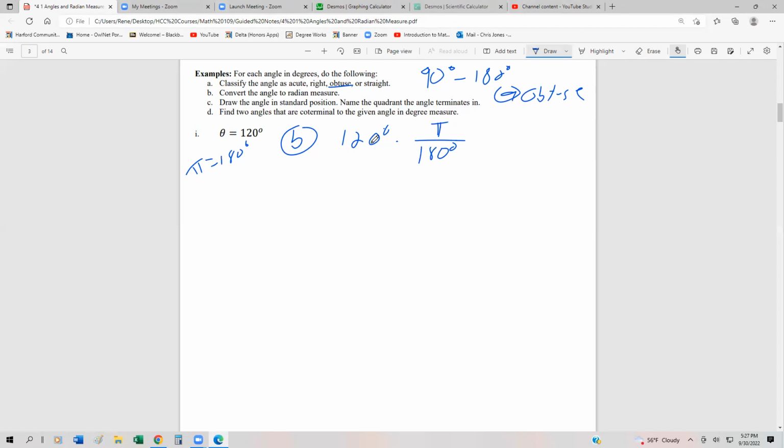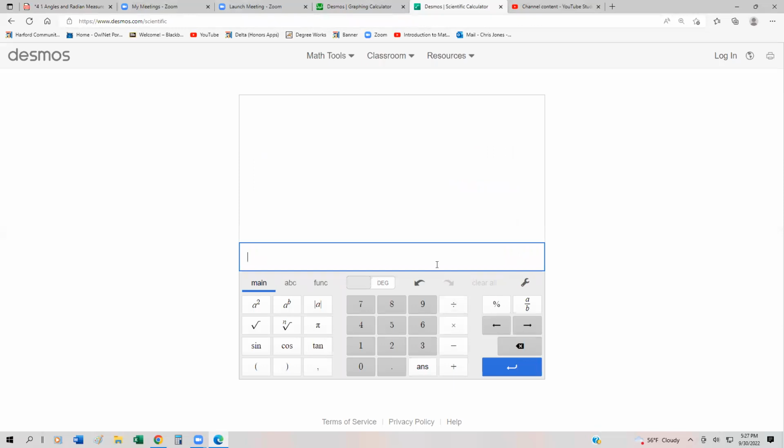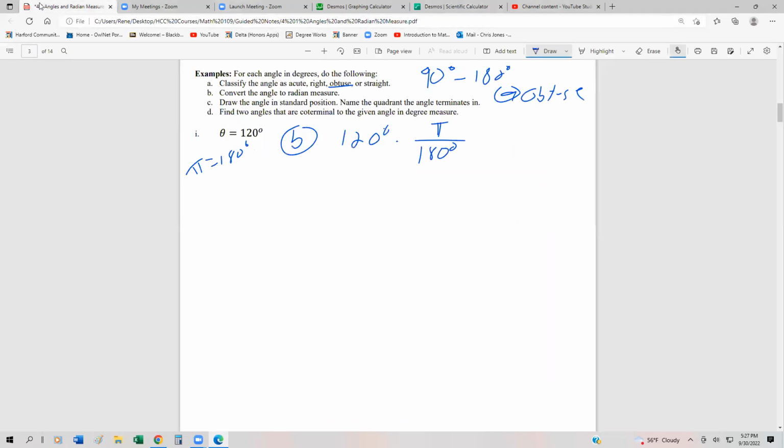A way to simplify this is to use your calculator. All you're going to do is type in 120 over 180. If you just hit the fraction, it converts to 2/3, but it doesn't have the pi in the numerator. When you write these, you have to make sure that you simplify with the pi in the numerator. So this is 2 pi thirds in radians.